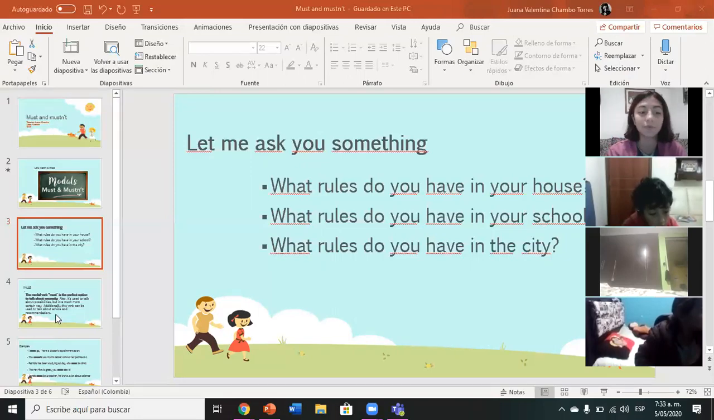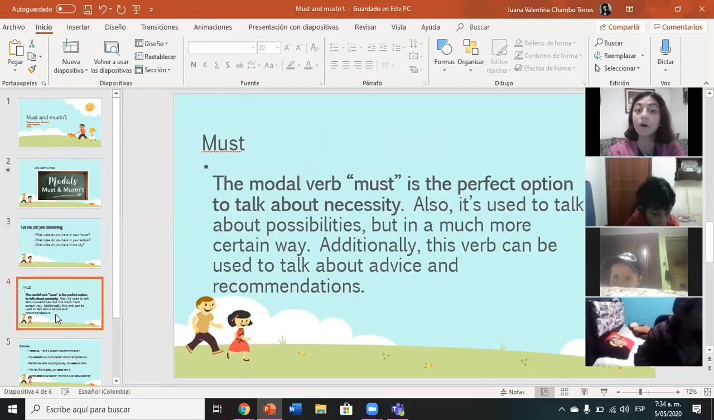But in English, when we want to talk about rules, or obligations, or necessities, we use must. Utilizamos must. The modal verb must is the perfect option to talk about necessity.